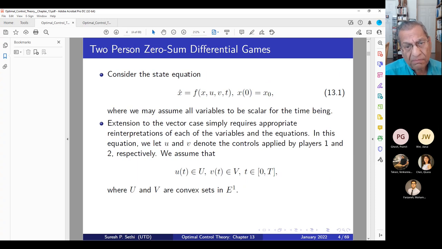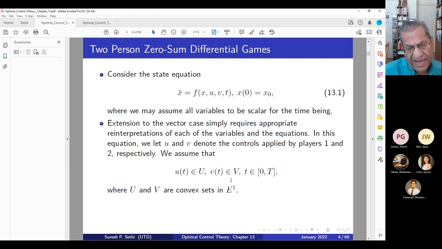So let's take two players, and one player plays action U, the other plays action V. So our state equation in chapter two becomes X(U, V, T) instead of X(U, T). That's the first extension, which is easy to see because I have another player and its action also affects X.